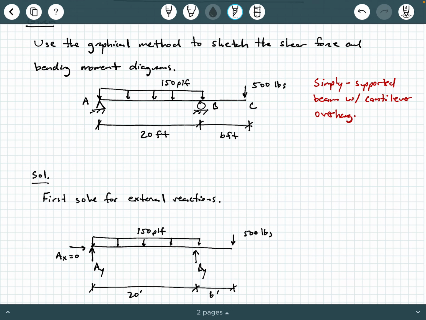So to solve for externals, we're going to draw a free body diagram of the entire system. You see at point A, we have a vertical reaction AY and a horizontal reaction AX. AX is 0 because we have nothing applied in the X direction. At B, we have a vertical reaction BY, and then we drew the dimension lines here and the applied loads.